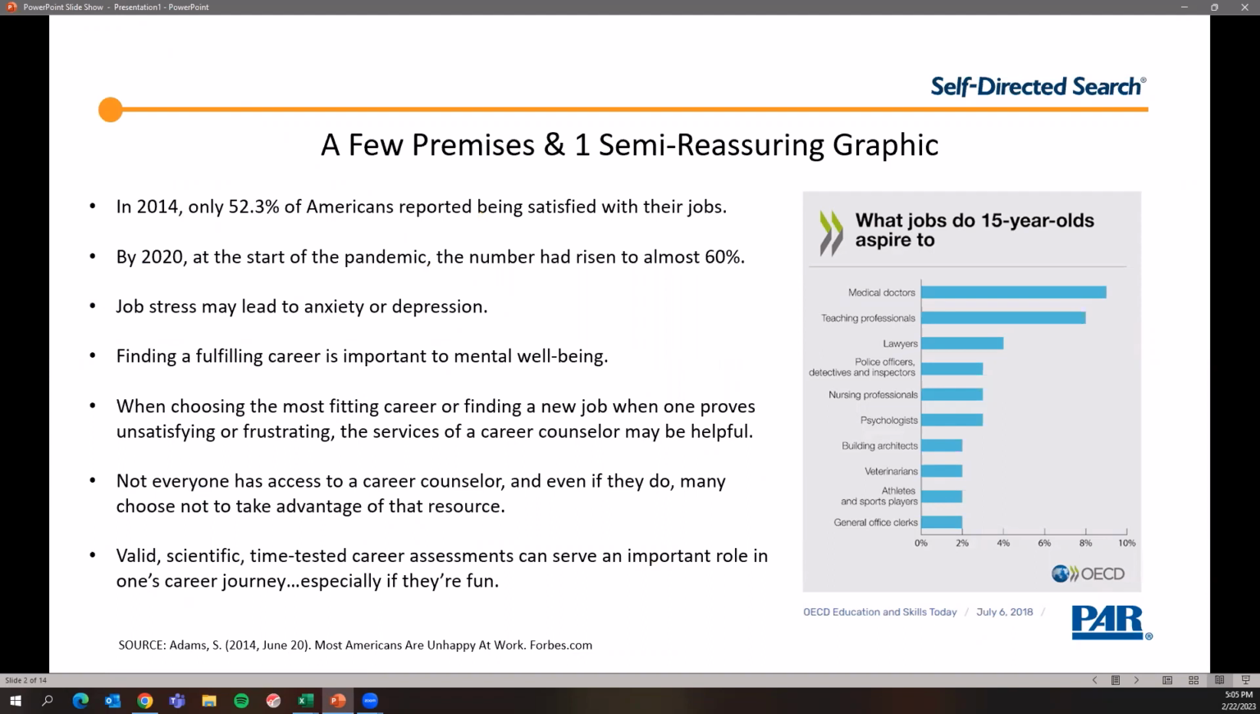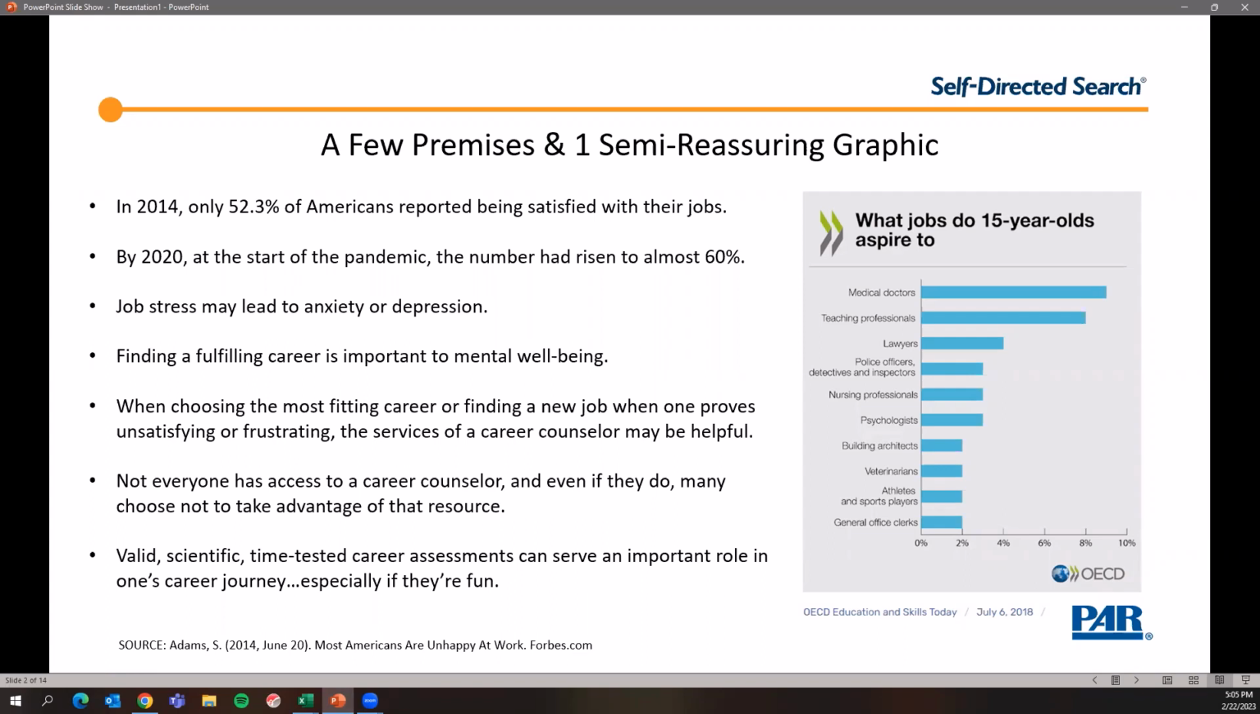If you would ask them in surveys, and there were surveys done by Forbes, how do people feel about their satisfaction of their job? Only half of people responded positively. By the end of 2020, right before the pandemic, that number had risen. People were finding more career fulfillment. They were finding better opportunities.